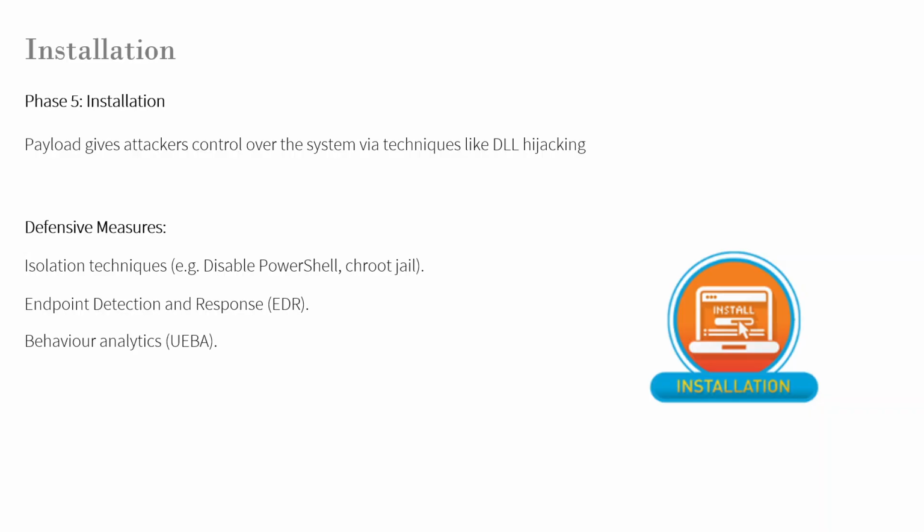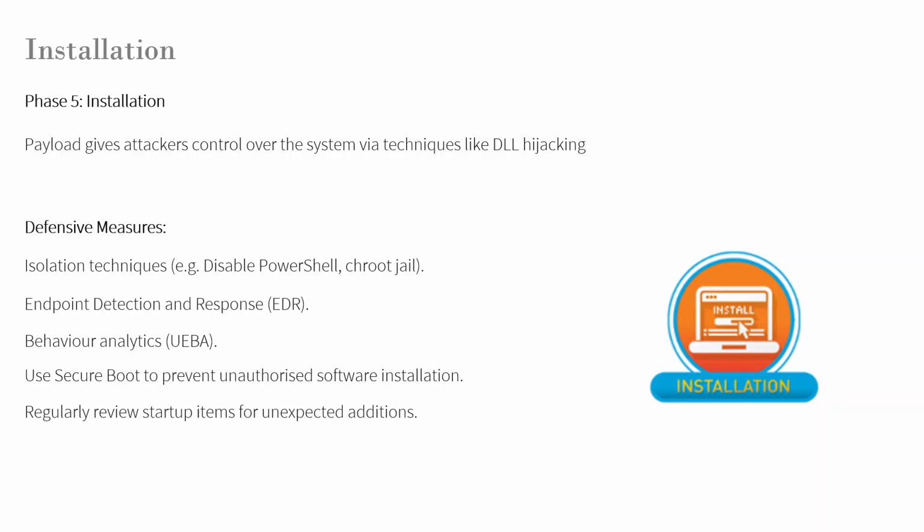Use behavior analytics to analyze patterns of user and entity behavior, identifying deviations that could indicate compromise. Secure Boot ensures only trusted software is loaded during system startup, preventing attackers from installing malicious bootkits. Regularly audit startup programs to detect unauthorized additions, which are often used to maintain persistence. Harden operating systems by disabling default services.